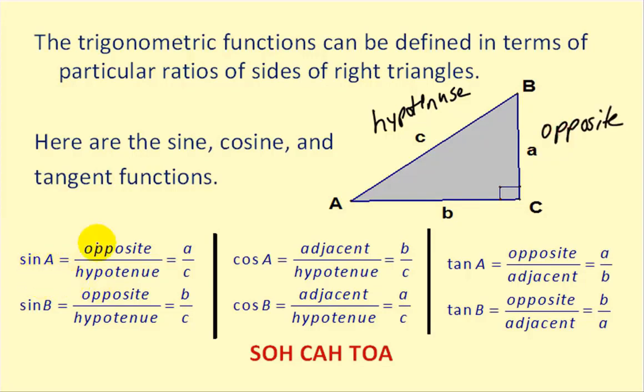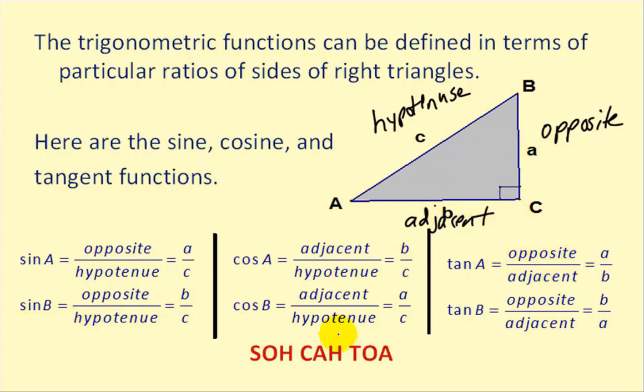So the sine of A is the ratio of the opposite over the hypotenuse side. So in this case, it would be A over C. Let's stick with angle A for a moment. The cosine of angle A would be the ratio of the adjacent side over the hypotenuse. Well, if this is the opposite side from angle A, this would be the adjacent side, because this is always the hypotenuse. So the cosine of A would be the ratio of the adjacent side over the hypotenuse, or B over C. And tangent of angle A would be the ratio of the opposite side over the adjacent side. So here we'd have A over B.